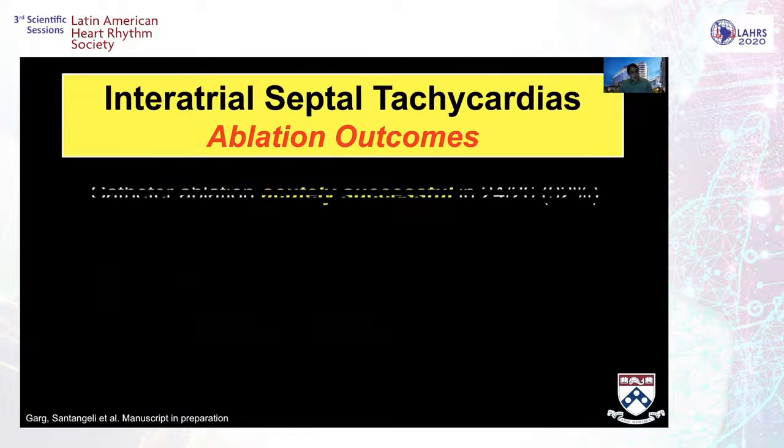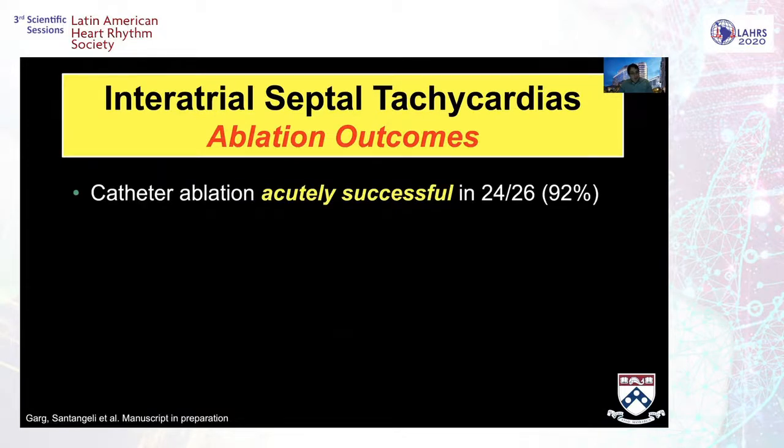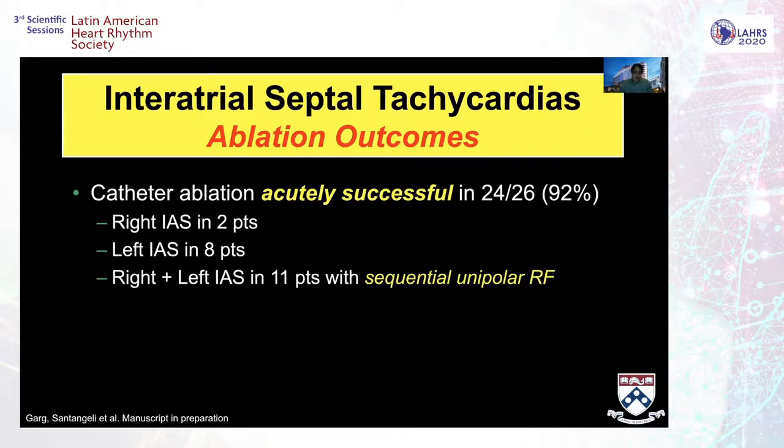And these are the ablation outcomes. Catheter ablation of these flutters was acutely successful in 92% of cases, 24 out of 26 flutters. And this was successful only in the right intra-atrial septum in 2 patients, in the left septum in 8 patients, and right and left septum in 11 patients with sequential unipolar radiofrequency, and right and left septum in 3 patients with bipolar radiofrequency after failed sequential unipolar radiofrequency application.